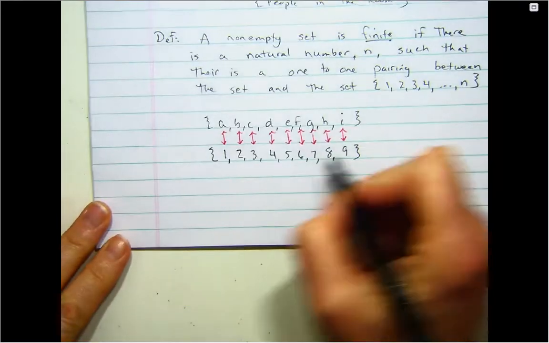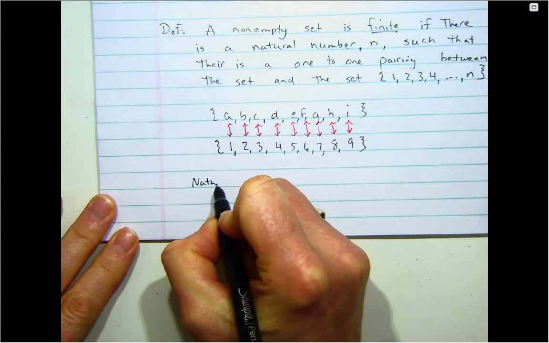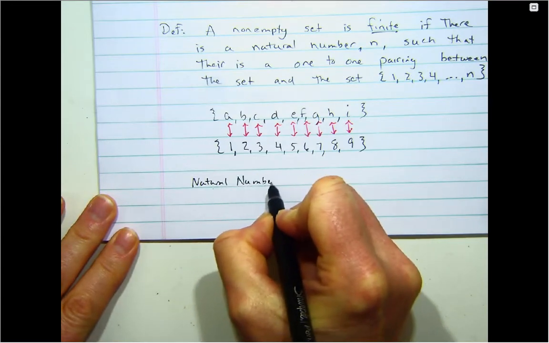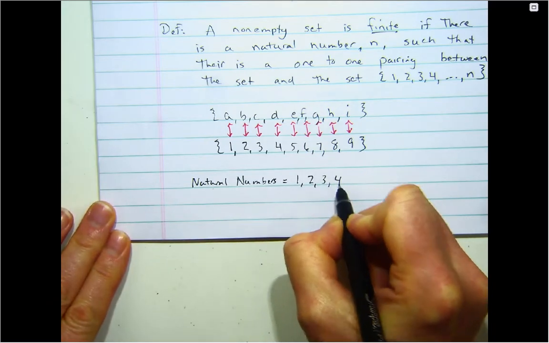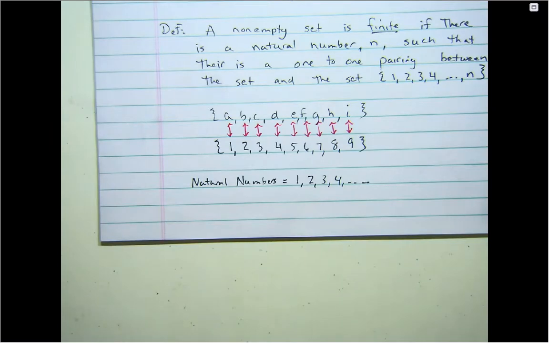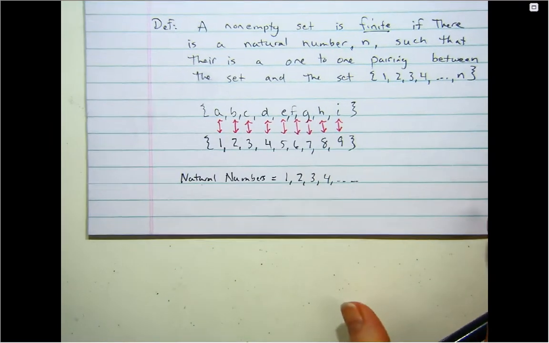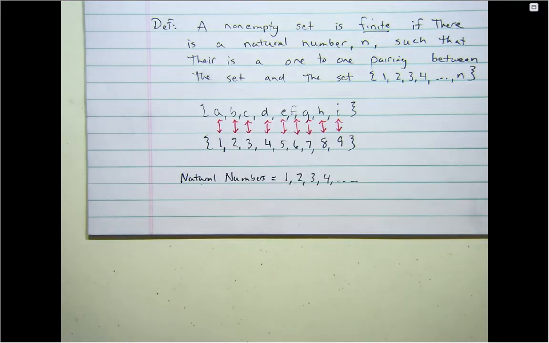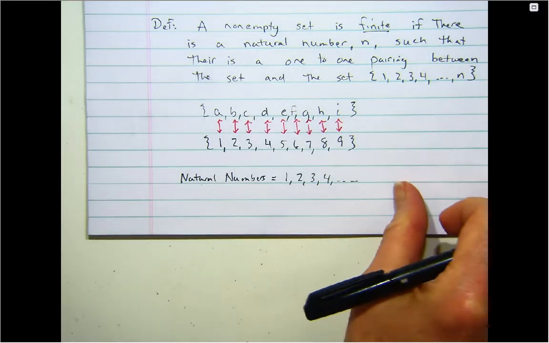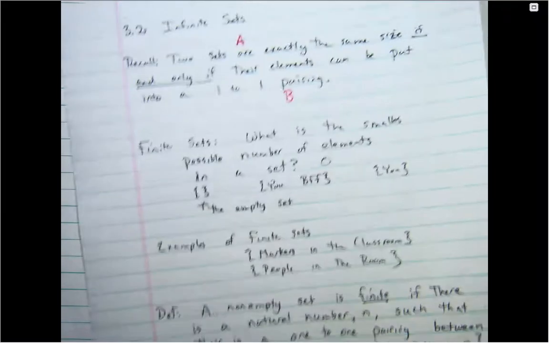I'll just remind you that the natural numbers are the positive integers. So we've been listing them 1, 2, 3, 4, dot, dot, dot. So when we're looking for a finite set, we're looking for one of the natural numbers to make a set 1 through that natural number and pair up the elements in the finite set with those numbers in a one-to-one pairing. Okay, that will let us make a definition of an infinite set. So we had to come up with a definition of a finite set to use to make a definition of an infinite set. So let's do that now.